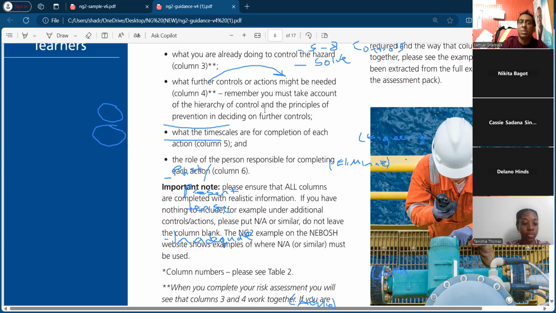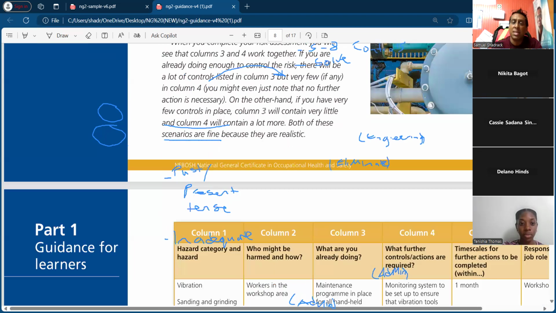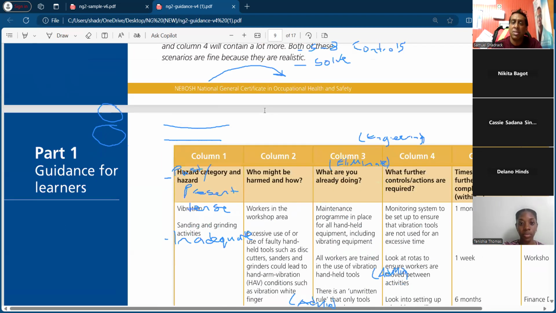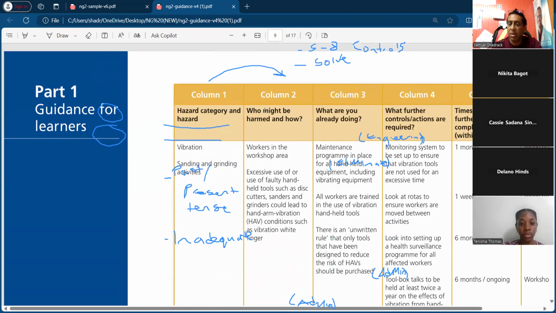But the hierarchy and the principles is the same thing anyway. The words are just different. At level 3, most people look for the hierarchy of control. Level 6, they talk about the principles of prevention. It's the same thing anyway. Like when the hierarchy says eliminate, the principles of prevention says avoid. When the hierarchy says substitute, the principles of prevention says replace. It's the same word, right? But most examiners have seen them making mention of the hierarchy of control for column 4 anyway.